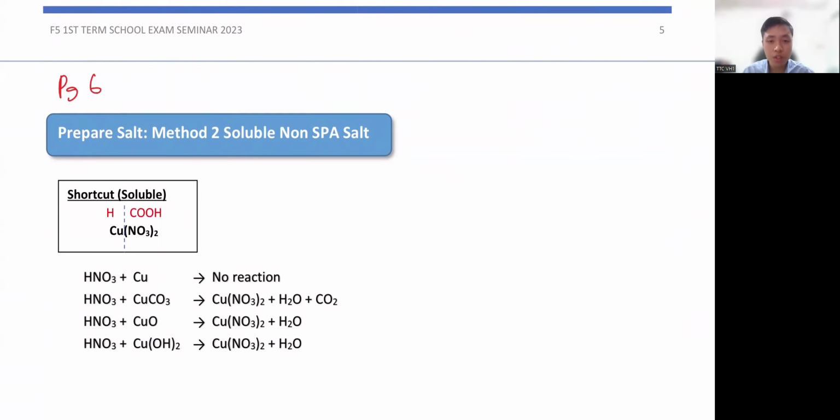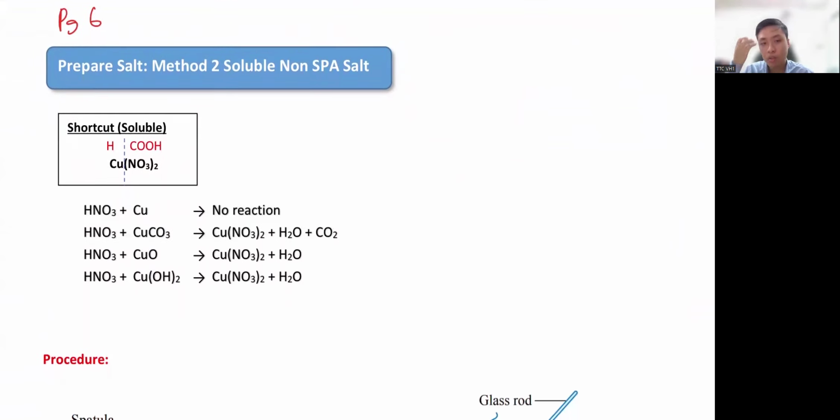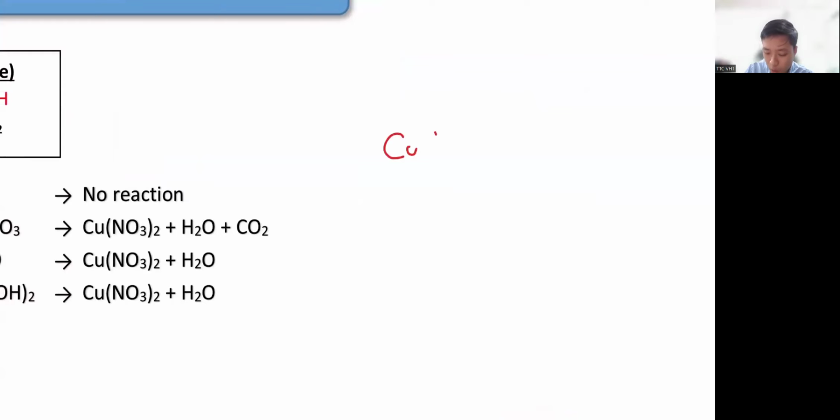Okay, so page 6, method 2. For example, if I want to prepare copper(II) nitrate, first of all, ask yourself: is this a soluble or insoluble salt?